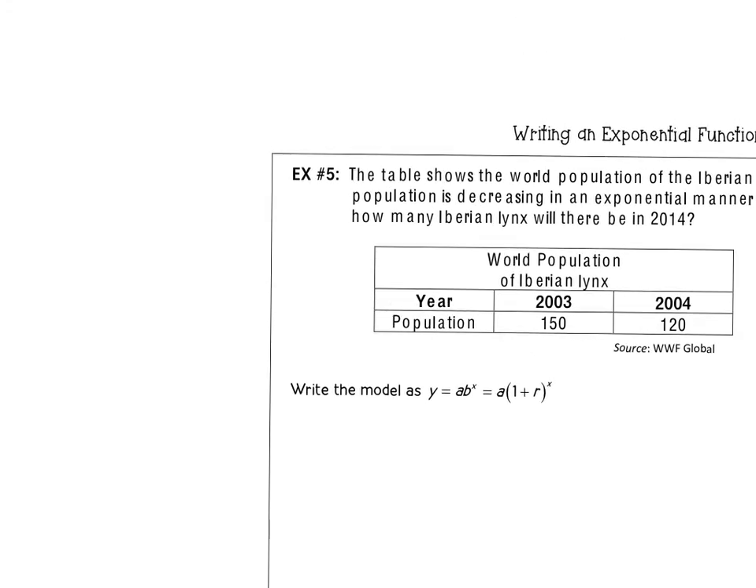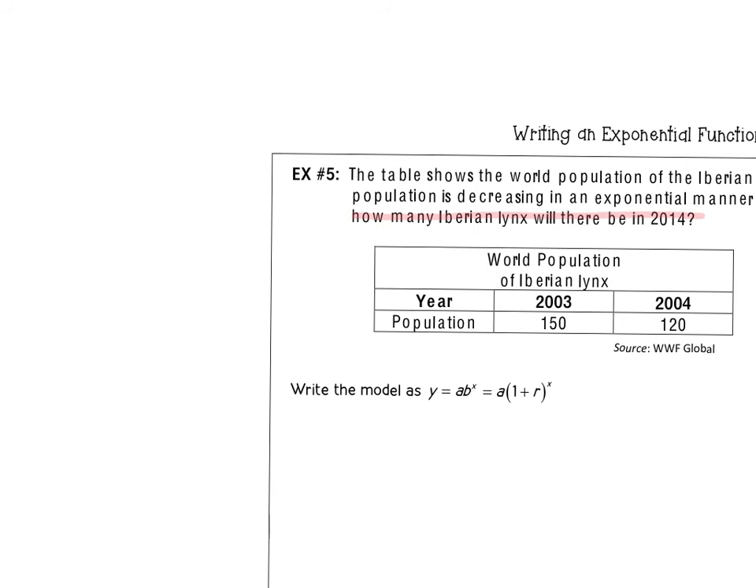Okay, so in this particular example, we'll go through several steps to figure out what we're going to do with the information that they gave us. The table shows the world population of the Iberian lynx in 2003 and 2004, and you can see that it went down by 30. If the population is decreasing, so that's decay, in an exponential manner, and the trend continues, how many Iberian lynx will there be in the year 2014?